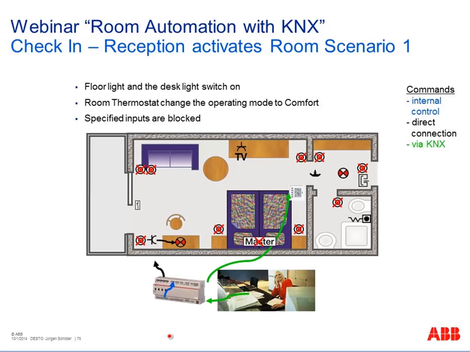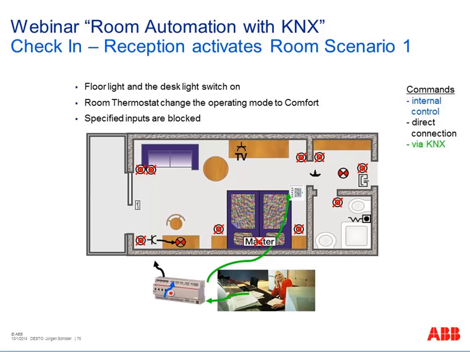So the next step is we have specified inside our ETS parameters that room scenario number 1 wins, which means we have an internal link between our inputs and the outputs, and then we switch on the light, for example, the desk light as a kind of welcome light, and additionally the light here in the floor. Nothing more, all other lights are still off, only these two light groups here in the entrance area and maybe the desk light are on.